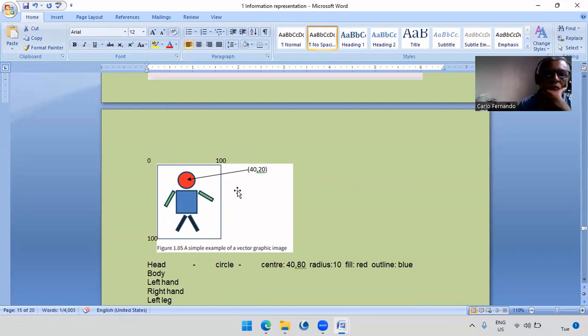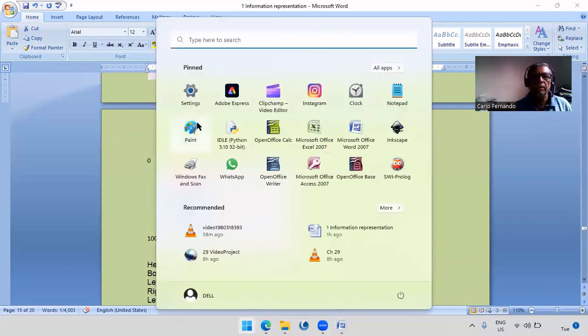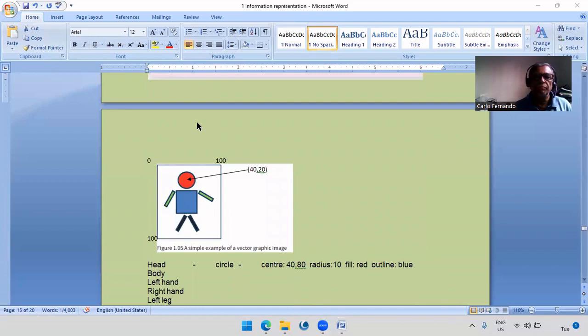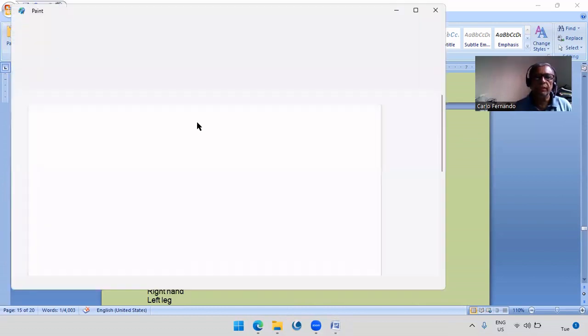If you are thinking of the head, the object, the circle, and its center, you have to give 40 and 80. How do you give 40 and 80? Is it this way or that way? We don't know. Let's check it out with a simple drawing package. How do we give the coordinates?